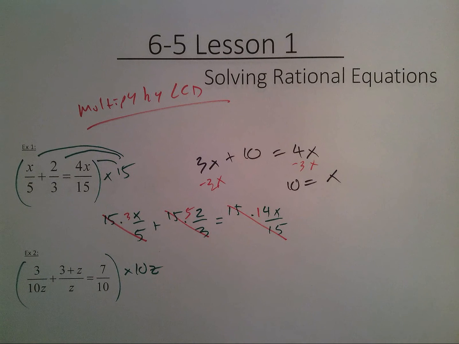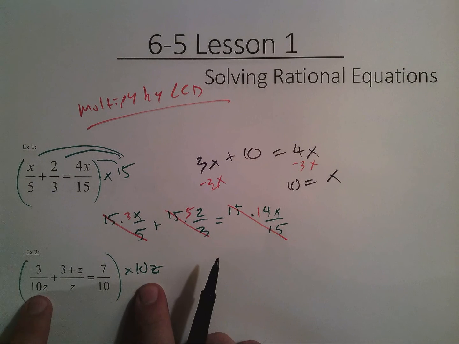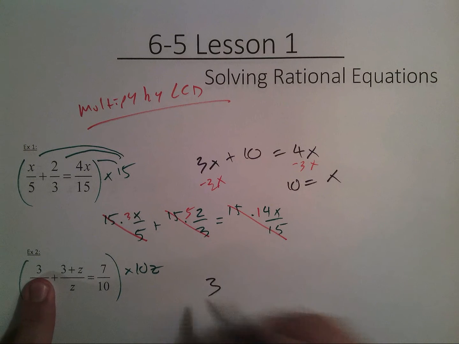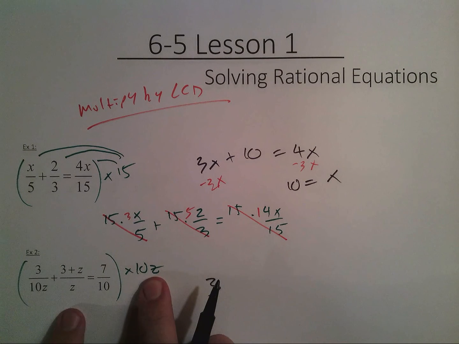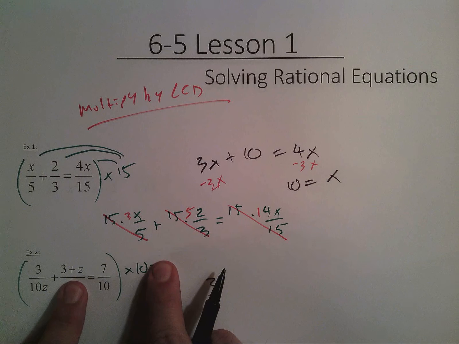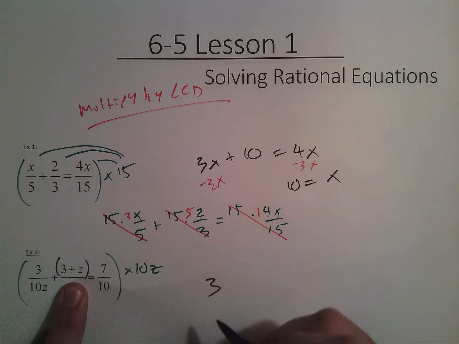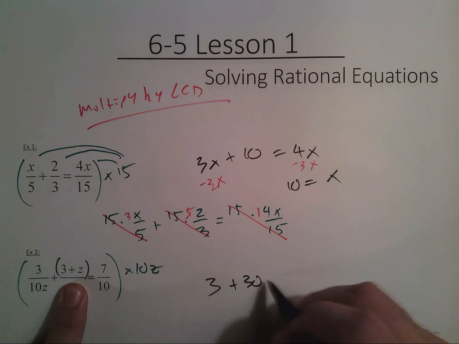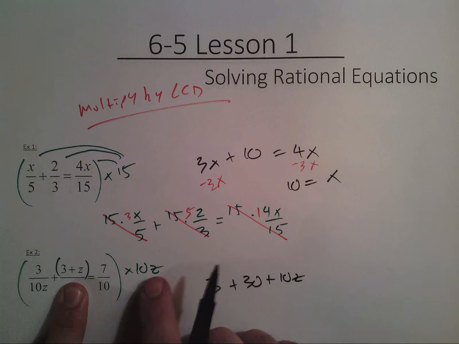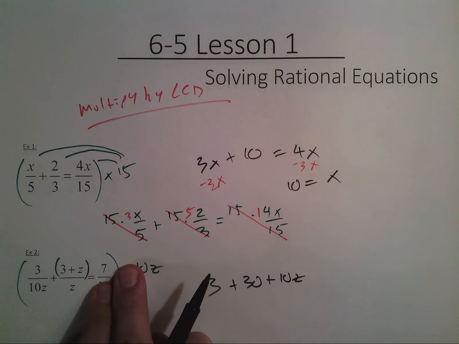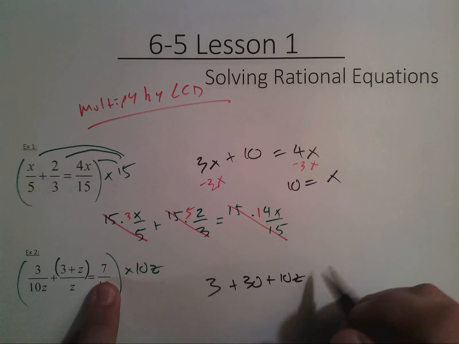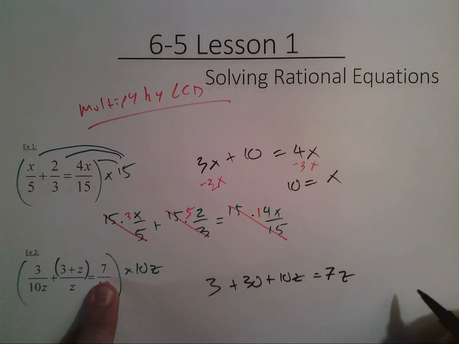Now again, I'm going to do the multiplying, and I'm going to be doing it in my head this time. 10z divided by 10z is 1 times 3 is 3. 10z divided by z is 10. 10 times the whole top is going to be plus 30 plus 10z. 10z divided by 10 is just z. z times 7 is 7z.